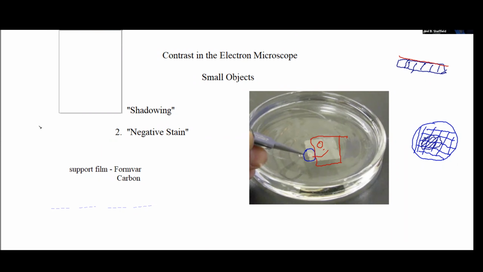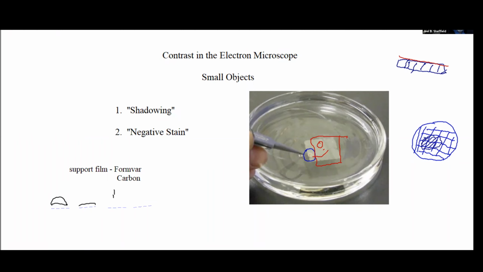Okay, what you then do is you put a drop of the liquid that you have your sample in on this grid. So we're talking about a microliter or two of volume. You either let it air dry or you remove most of it and leave a very thin film on top. Okay. And then you have several choices.